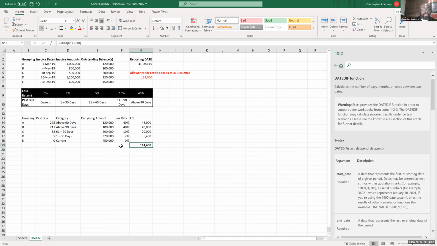This is my allowance for credit loss. Allowance for expected credit loss as at 31st December 2019. Now, that is that. This is what I will show in my balance sheet.